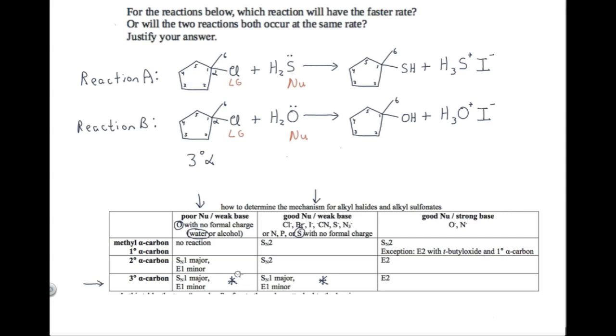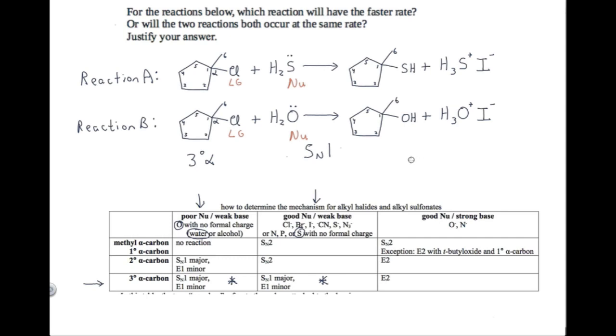So it doesn't look like we're using the E1 mechanism here. This looks like a substitution mechanism based on the products. So in both cases, we expect we're getting an SN1 reaction. The table tells us the mechanism will be SN1 rather than SN2. Again, for reaction A, we're in the bottom row for a tertiary alpha carbon, and neutral sulfur puts us in the middle column. That puts us in this cell with an SN1 mechanism.